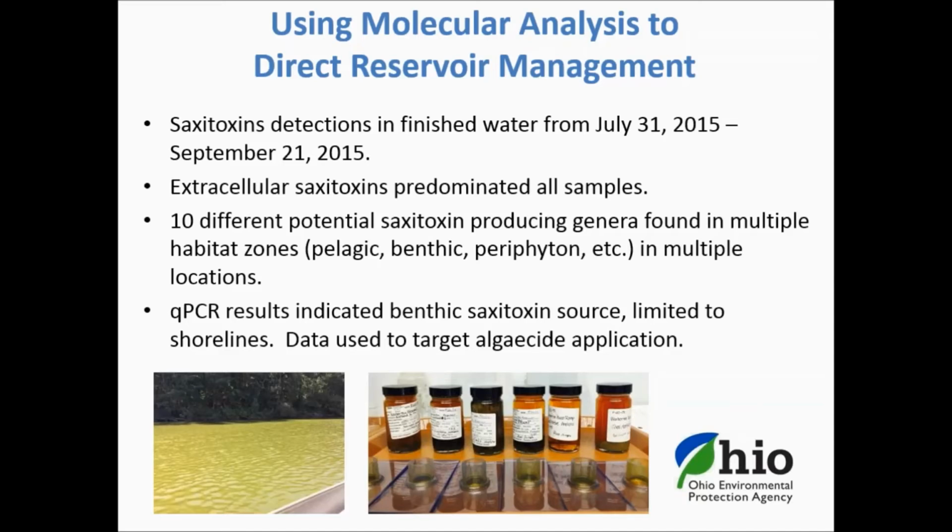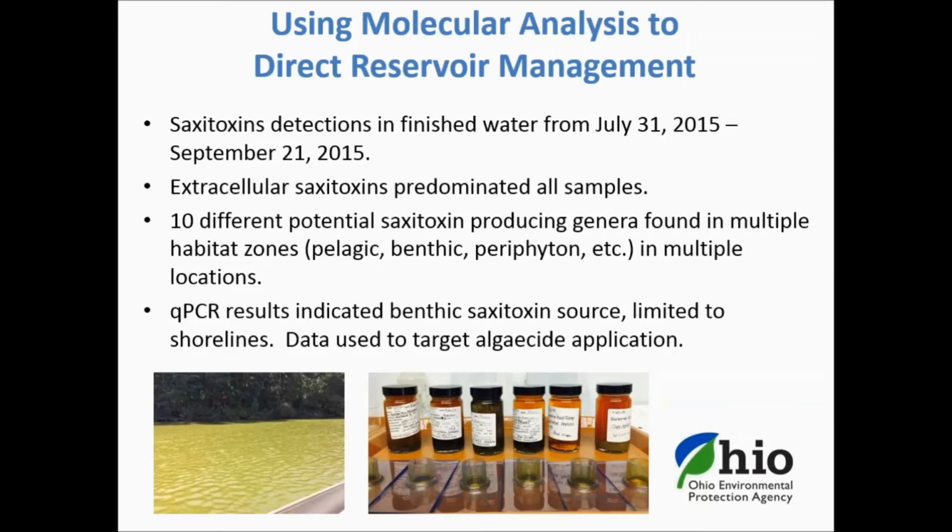We sampled many sites within this 3-mile-long in-stream reservoir. And through phytoplankton identification, I determined that there were 10 different cyanobacteria genera located in basically every habitat zone that were capable of saxitoxin production. The phycologist that reviewed these samples actually said, good luck with this one. It was a very complex situation.